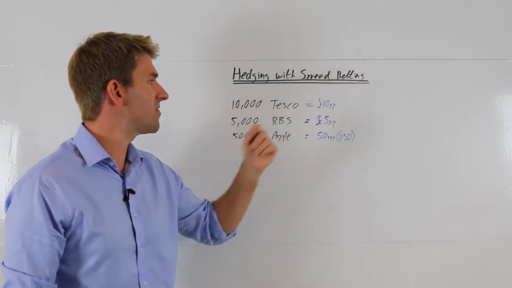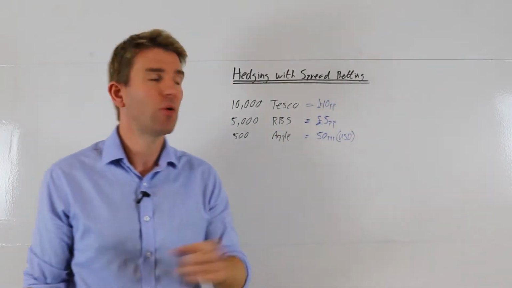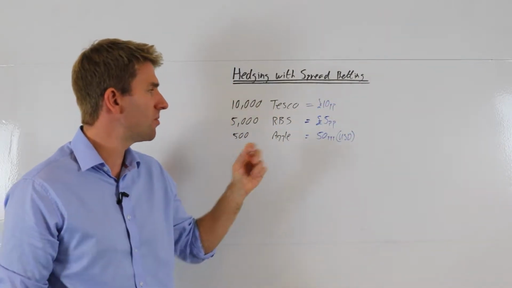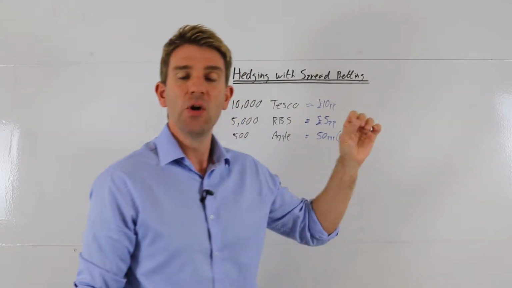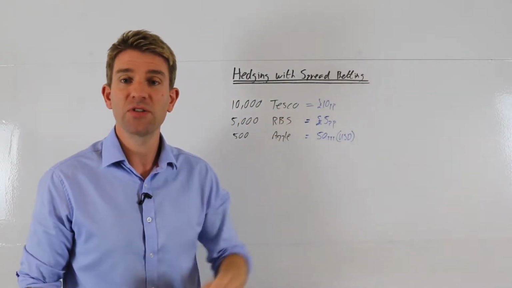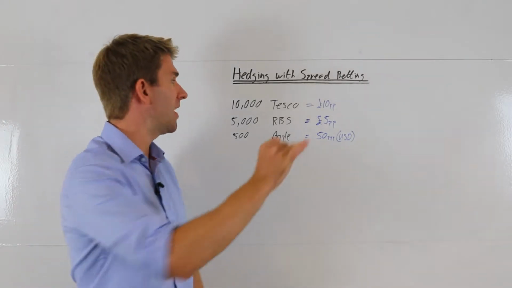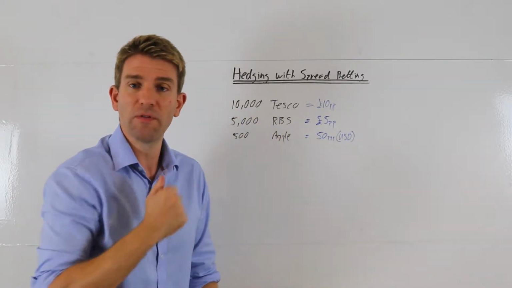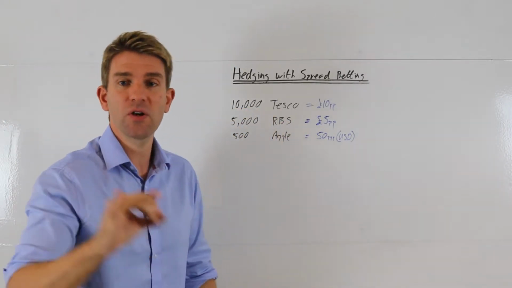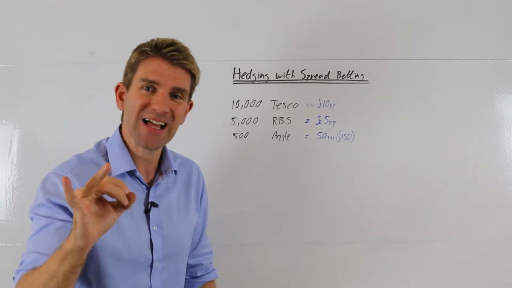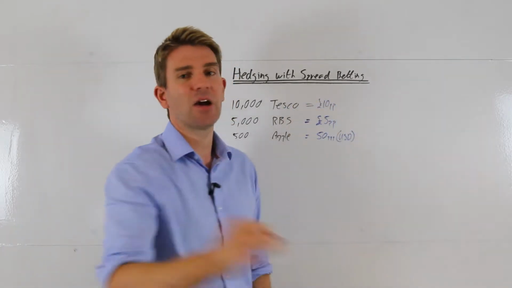Our 10,000 shares of Tesco's is equal to £10 per point. Very easy to work it out, guys. We're just moving the decimal point over. So £10 a point will give us exposure to Tesco's. Now, obviously, to get our hedging exposure, we need to take the opposite position. Because we're long Tesco's in our portfolio, we want to be short Tesco's with a spread bet. So you would sell £10 a point at the current price.